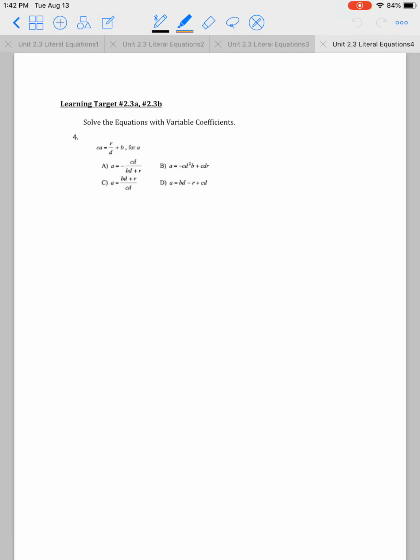If you're watching this video, you missed problem number 4 on the exit slip covering equations with variable coefficients, or we sometimes call them literal equations. In this example, we were trying to solve for the variable a. We're trying to get a by itself, and our equation is c times a equals r divided by d plus b. So this can be a little bit tricky.